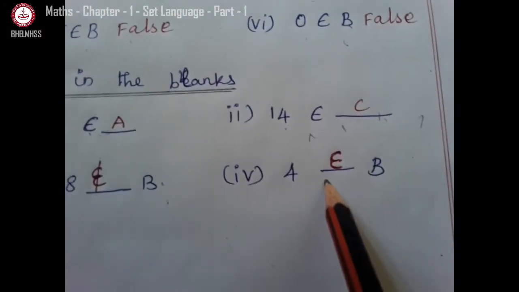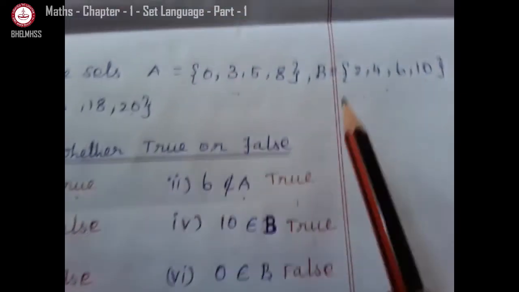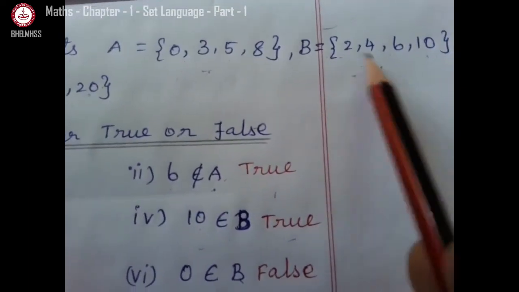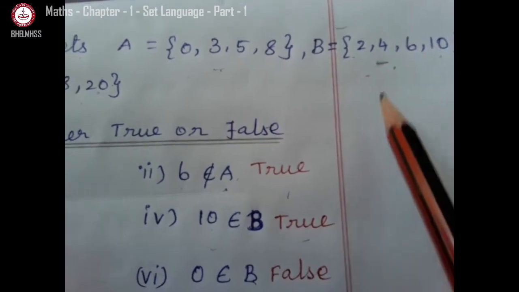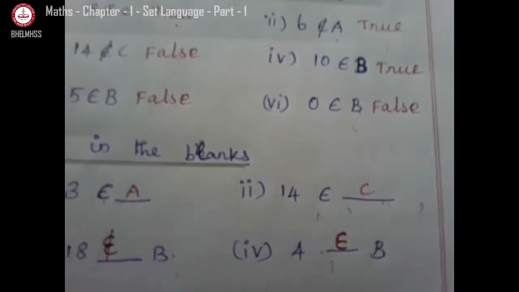Next, 4 dash B. Check whether 4 comes in B. See the B set. 4 comes in the B set. So 4 belongs to B. That's all.